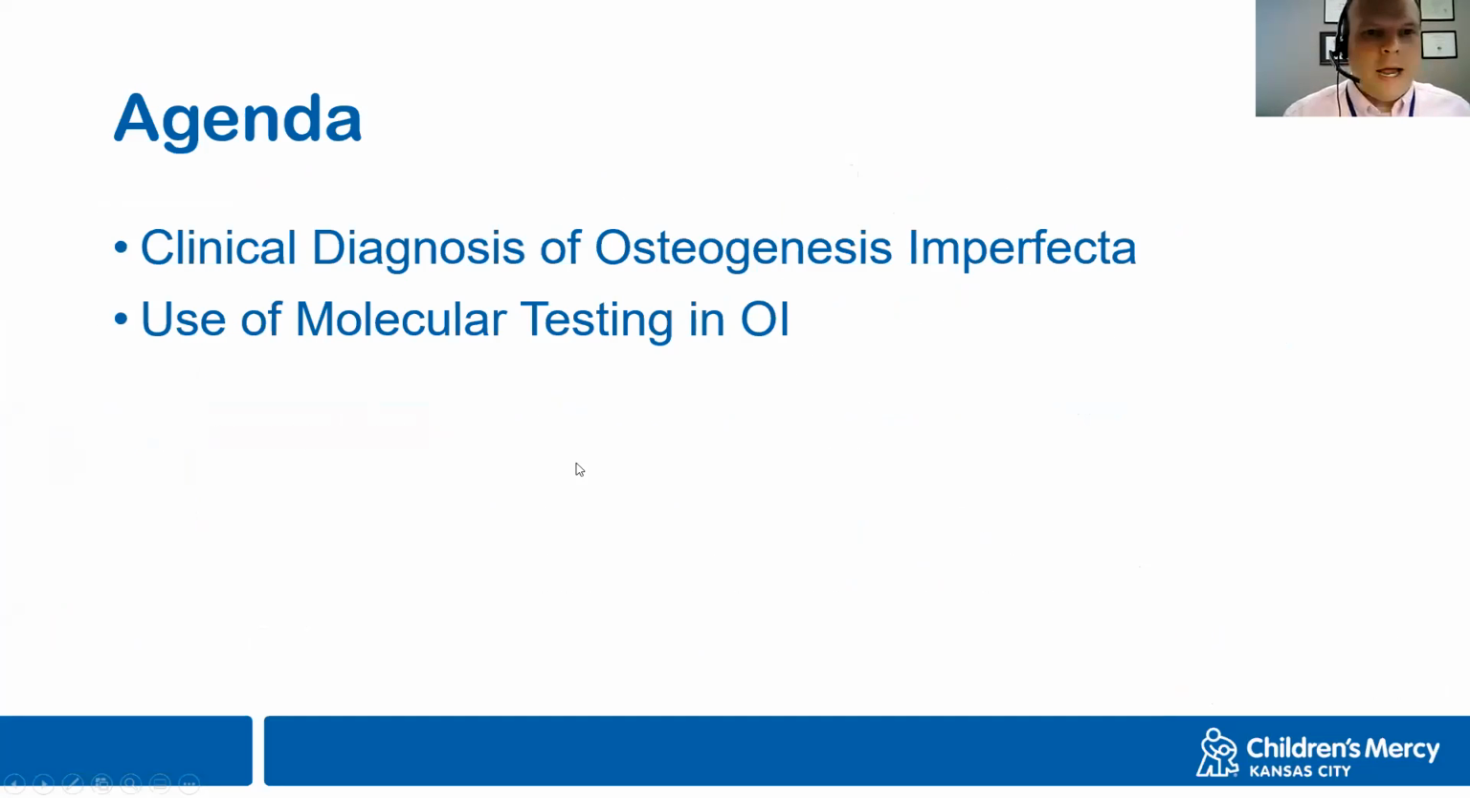So what are we going to do today? We're going to have some fun, and we're going to talk about the clinical diagnosis of Osteogenesis Imperfecta, and we're going to talk a little bit about the use of molecular testing in OI, which has become a very important aspect of the diagnostic evaluation. And then this is going to be followed up by the opportunity to ask some questions of the group, and we'll also have the opportunity to go over some cases.